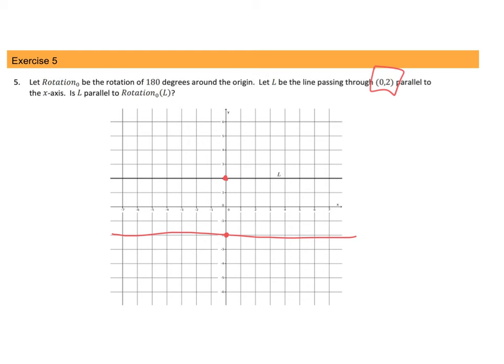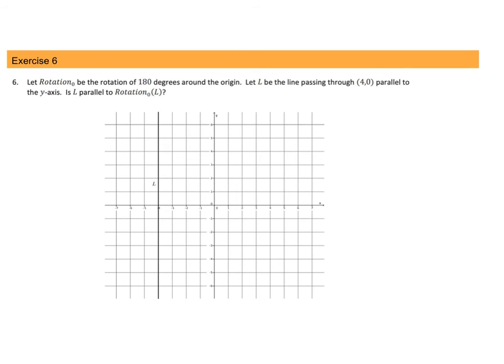You'll notice that the points are collinear. Okay, and they're also parallel. Our lines are parallel to one another. Okay, make sure you have that down, and let's move on. Same thing again. Look at the point they give you, 4, 0.